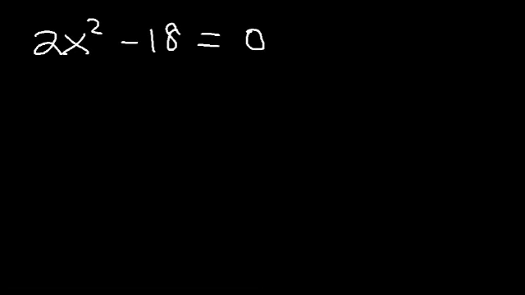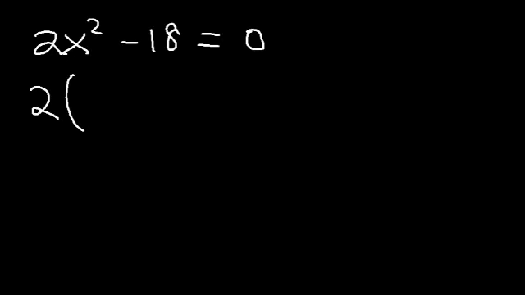Try this one. 2x squared minus 18 is equal to 0. How can we solve for x? So we can't take the square root of 2 and 18. We won't get a nice number. However, we can factor out the GCF, the greatest common factor. We can take out a 2 from 2x squared and 18.